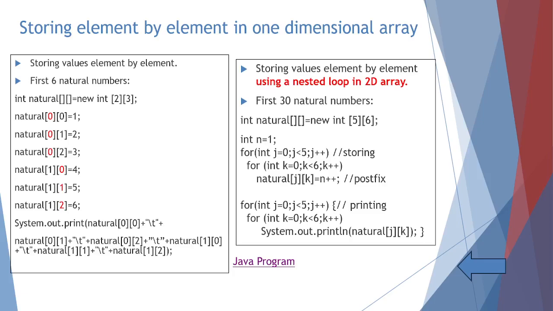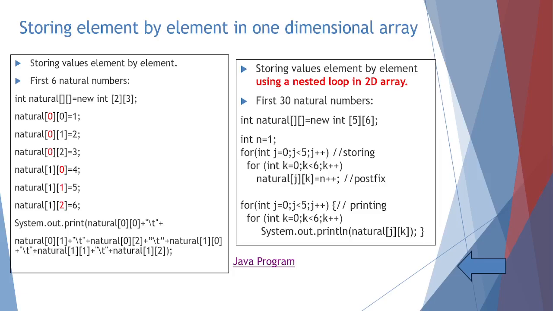Then natural of 1 0, natural of 1 1, natural of 1 2. Every time we are storing a natural number. In 0 0 we store 1, in 0 1, 2, 3, 4, 5, 6. And printing also in a hard way, natural of 0 0, natural of 0 1, 0 2, 1 0, 1 1, 1 2. Horizontally we are accessing the array.